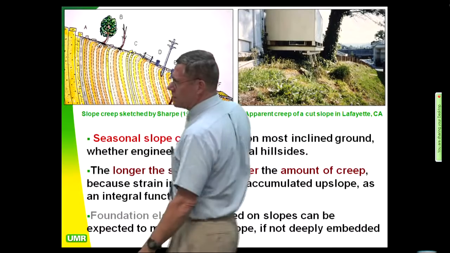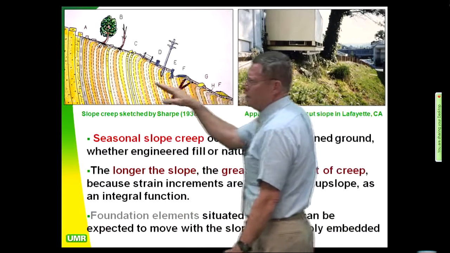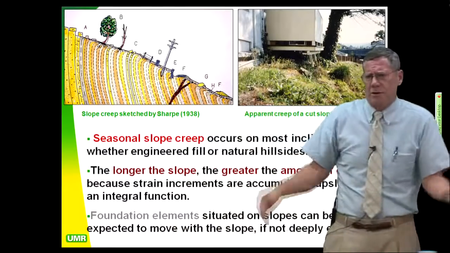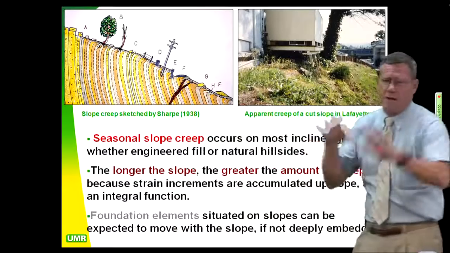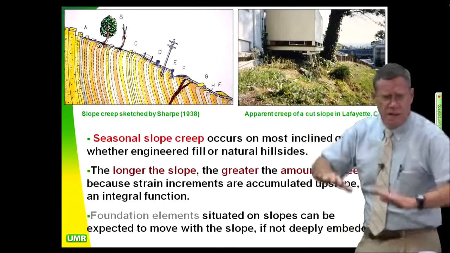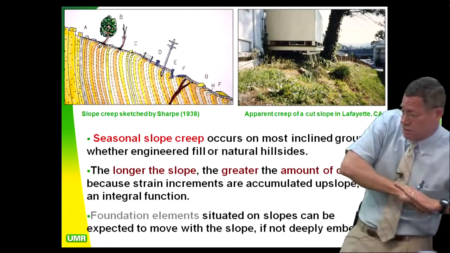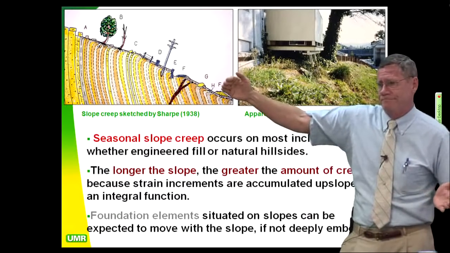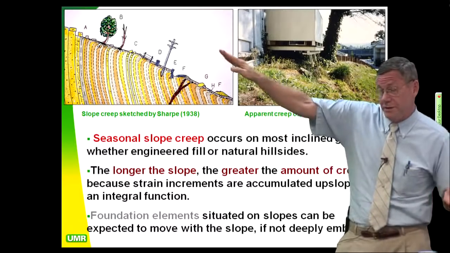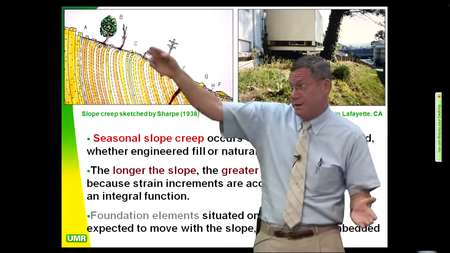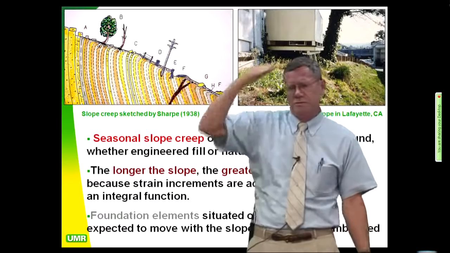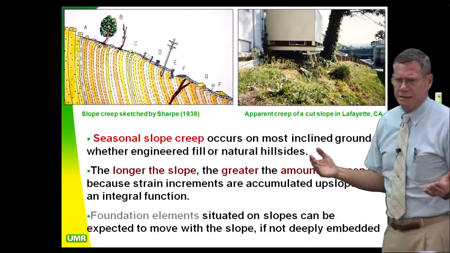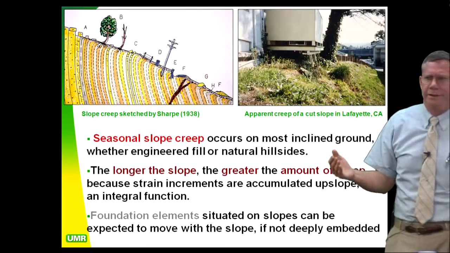So slope strain is accumulated upslope as an integral function. You can get away with murder on a little slope that's 10 feet high and do all kinds of things that you can't do with the same material on that same slope going 500 feet high because of the accumulation of strain. By the time you get on a slope 500 feet long, that strain accumulates all the way up there, the retaining wall at the top has moved a couple feet and is tilting over. So scale is very important to what we do on this stuff.